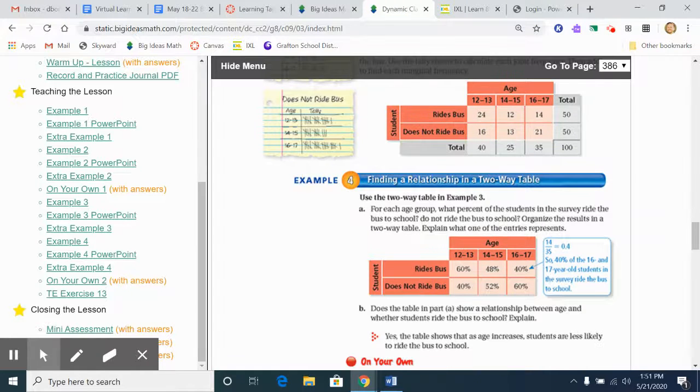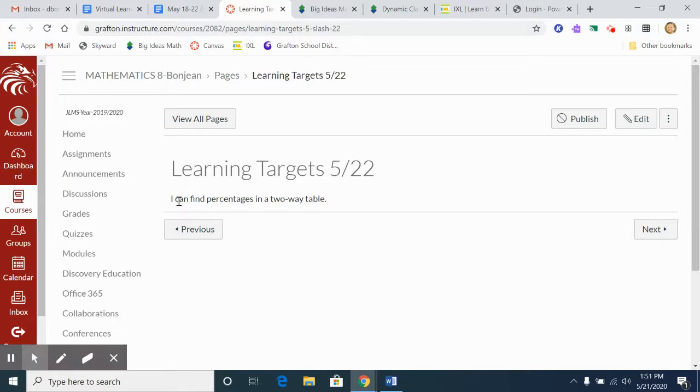We are going to finish up with 9.3 today, where we're going to be looking at the same two-way tables. One is the exact same as yesterday, and we're actually going to find percentages now from the two-way table. All right, so that's your learning target: I can find percentages in a two-way table.